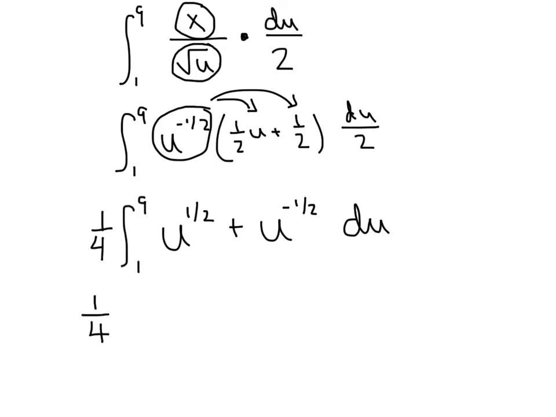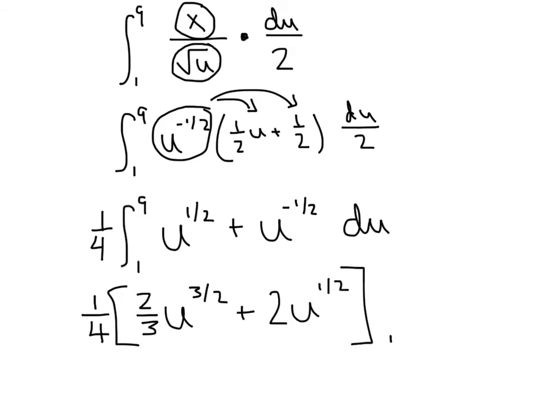So now I'm ready to integrate. And I'm going to add 1 to the exponent, multiply by the reciprocal of that exponent. And let's see, u to the positive 1/2 times 2. Bounds of 1 and 9.